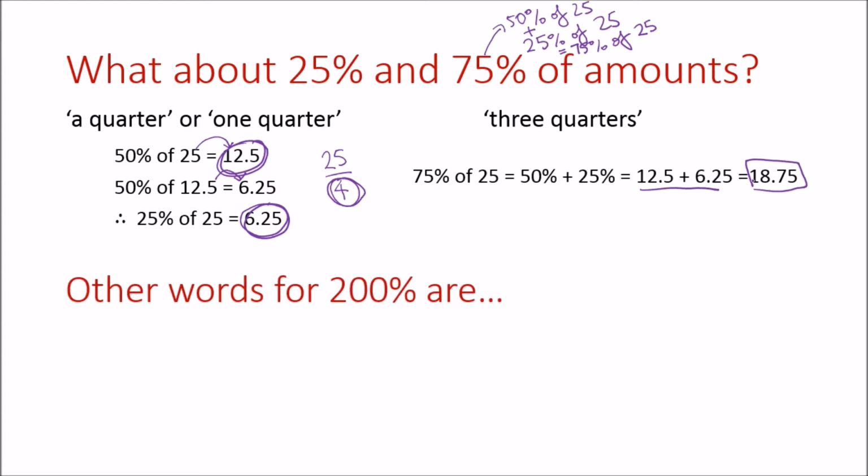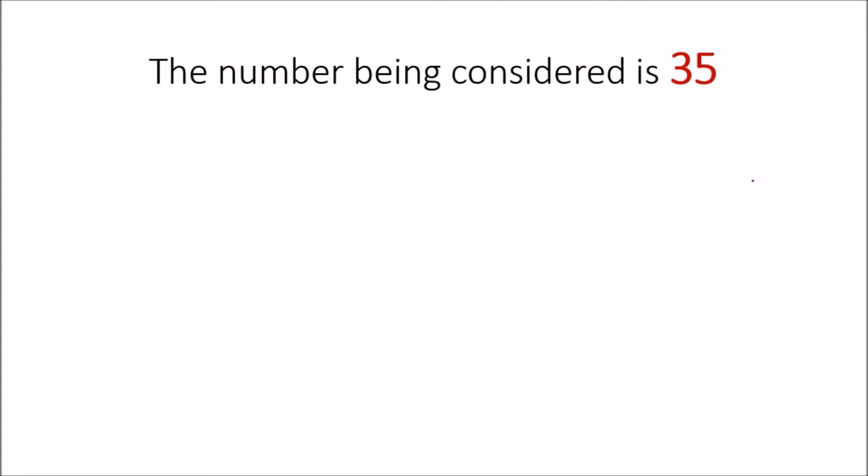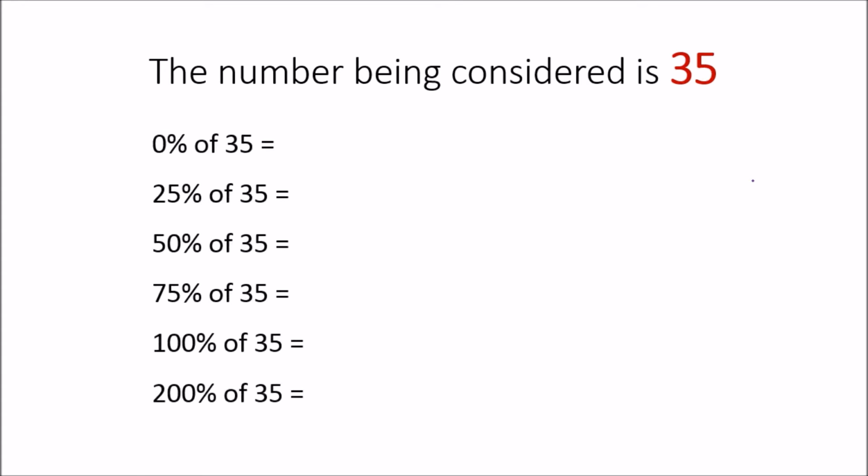If we were asked now for 200%, we can think of that in terms of, well, 100% meant the whole amount, so 200% must mean double that amount or twice that amount. So for our example of 25, 200% of 25 is the same as saying double 25, and so that answer is 50. Now we're going to go through the number 35 together, and then after that you'll have a go at your own number. So we'll go through what is 0%, 25%, 50%, 75%, 100%, and 200%.